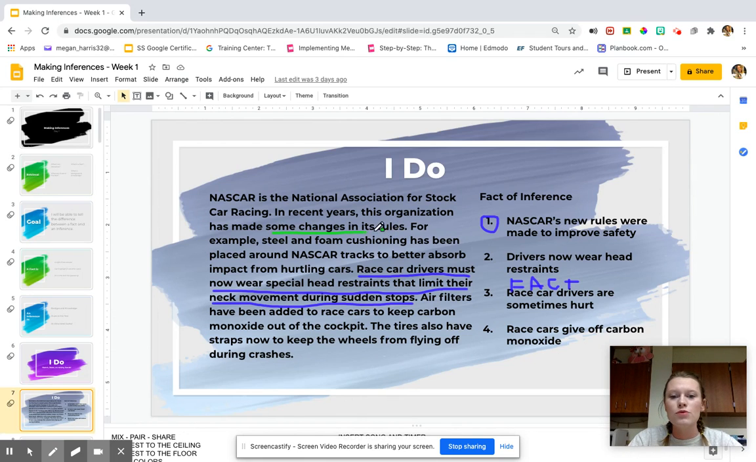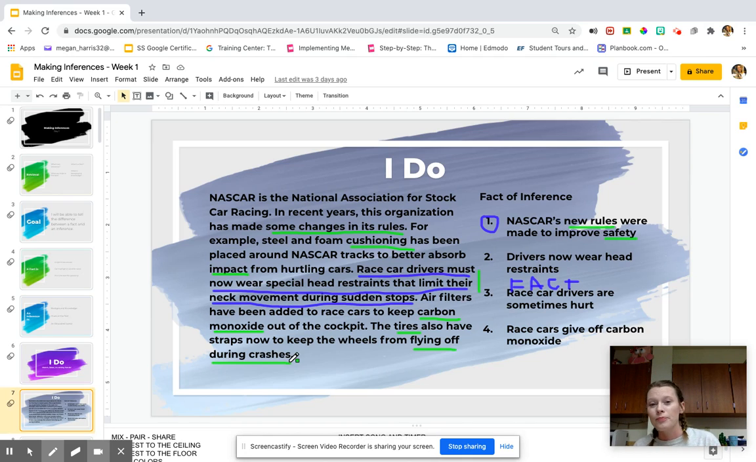So we know it made some changes in the rules, right? So that's right there, new rules. But what about this safety part? Well, it talks about how they have these cushions to absorb the impact. We talked about the head restraints. We talked about air filters to keep out things like carbon monoxide. We even talked about tires to keep them from flying off during crashes. Those are all of my text clues, right? Those are all the words in the text that the author gave me, all the clues.